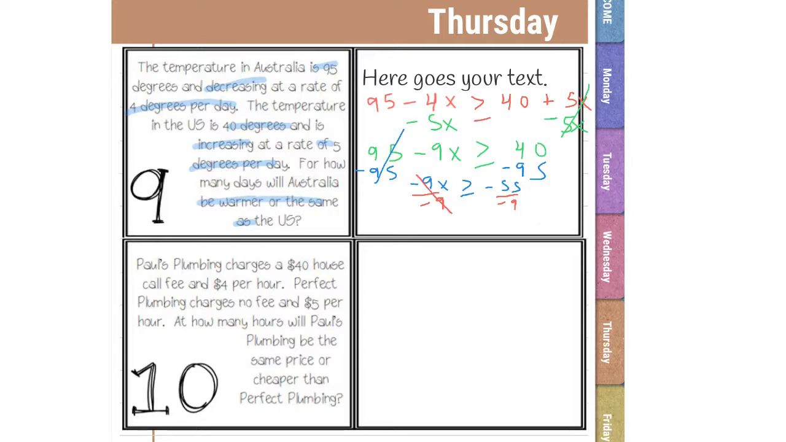This reduces to 1. So I'm left with x. What happens to the sign since I divided by a negative? Well, it flips. So there we go. Negative 55 divided by negative 9, that just reduces to positive 55 over 9. And this is my final answer.